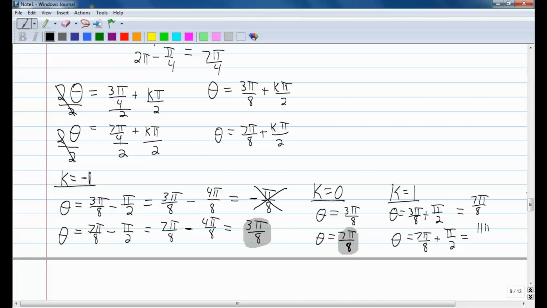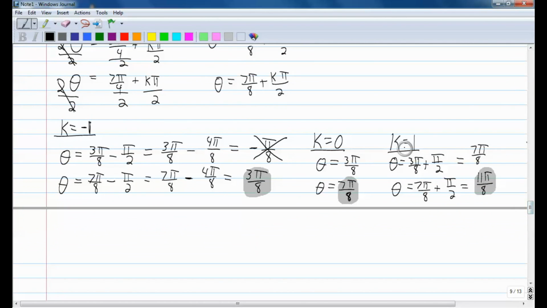11 pi over 8. Now, 11 over 8, that is greater than 1. So that's bigger than 1 pi, but that's not bigger than 2 pi. So I do need to keep going until I get answers that are bigger than 2 pi. But this 11 pi over 8 is part of my solution set. It's one of my solutions.